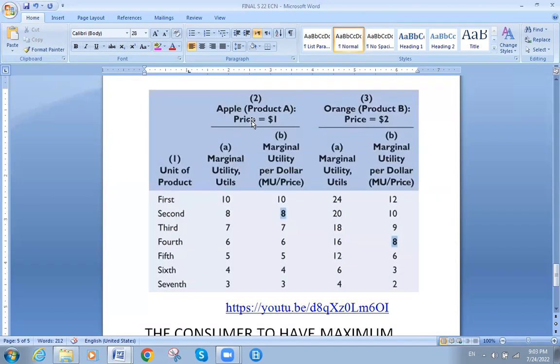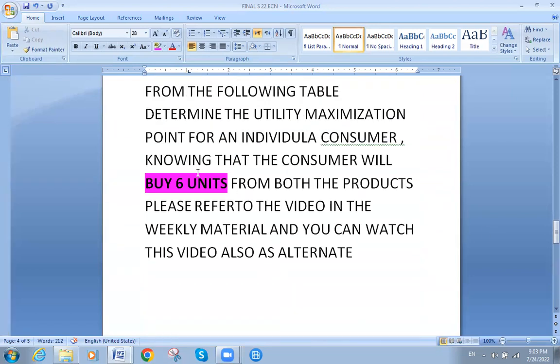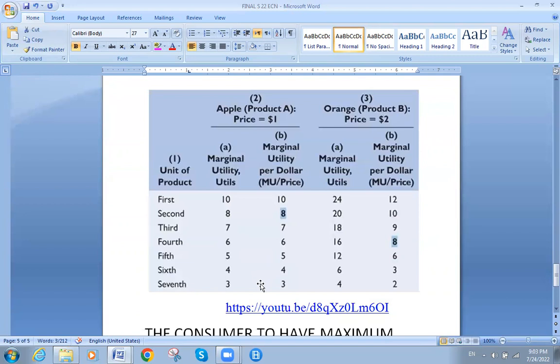Again, we say quickly, we will be given in the assignment the marginal utility for 2 products. And what we will do, we'll see the condition. Here in the question, he's saying buy 6 units. So he must buy 6 units from both of them, not from one and neglect the other. To maximize his utility, he must buy both of the products. So he will buy the apple and he will buy the orange. The marginal utility here is given for the apple, and this is the marginal utility for the orange. Also the price of the apple is $1 and the price of the orange is $2.